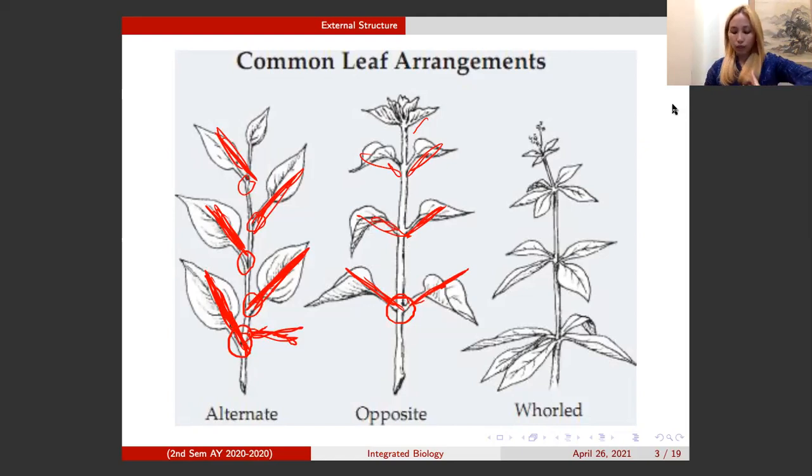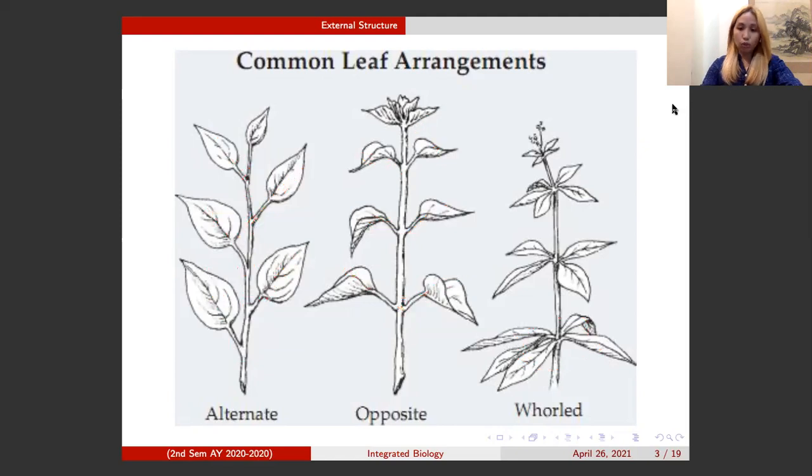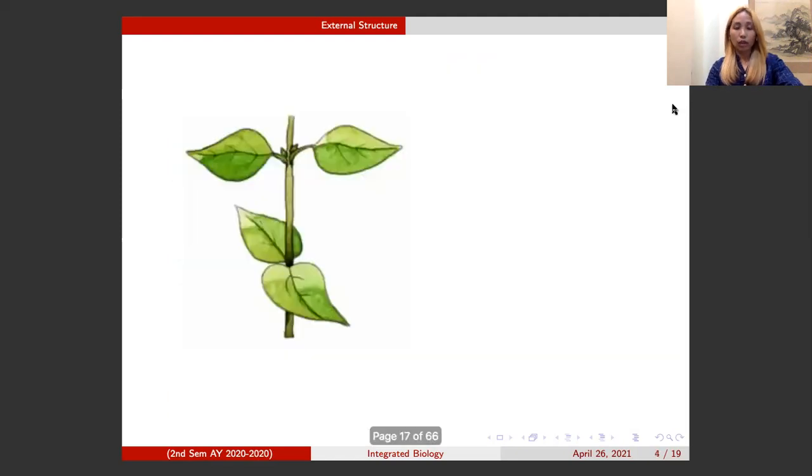Okay, so if there's more than one leaf per node, then we already call this type of arrangement whorled. Now, earlier, in your notes, if you notice, we have two kinds of two leaves per node. For example, we have the opposite and the distichous or the decussate. So this is basically how decussate looks like.